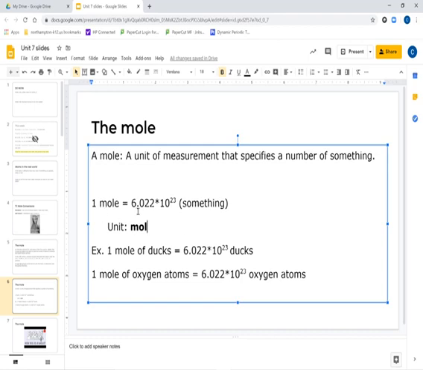A mole is just 6.022 times 10 to the 23rd, whatever. So I could have a planet made out of 6.022 times 10 to the 23rd donuts, because that's a very large number, and it would probably be a planet-size amount of donuts. If we took a mole of oxygen atoms, that's 6.022 times 10 to the 23rd oxygen atoms. It's just a unit conversion, essentially, converting this number of whatever into a mole.